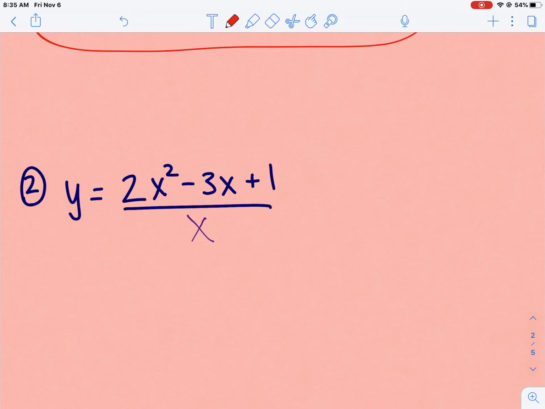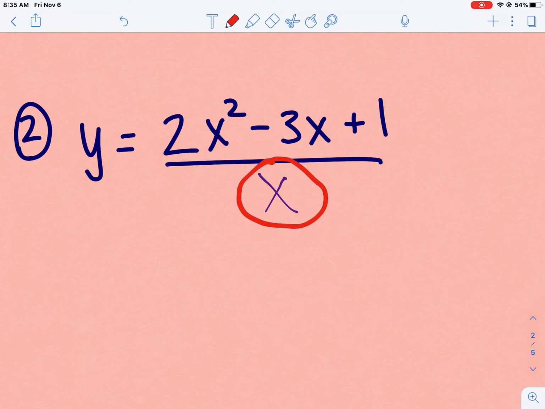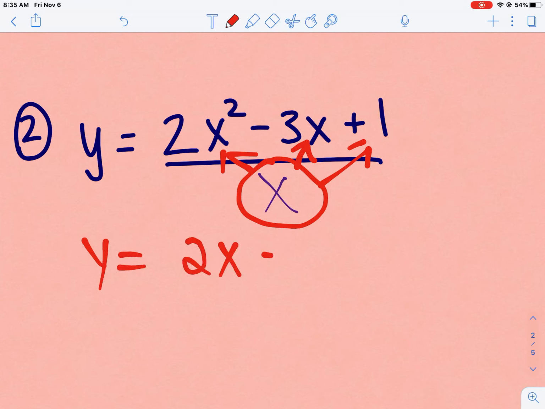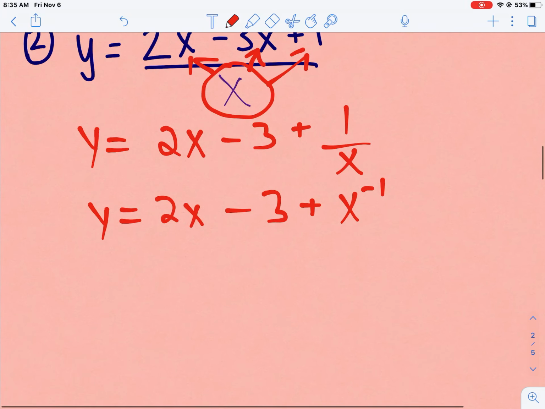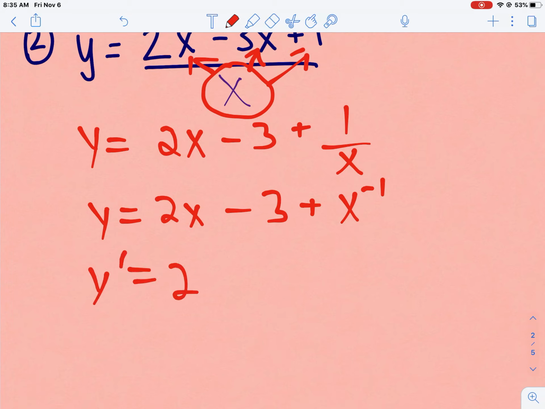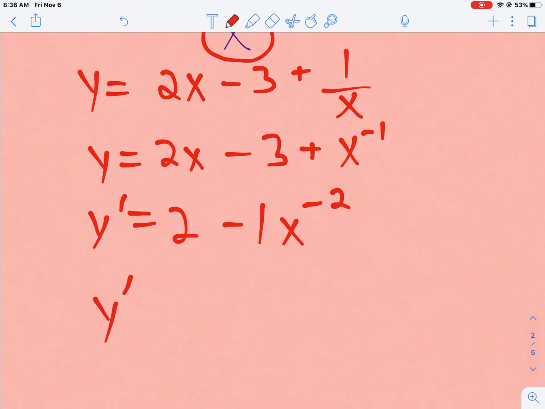Now this next one, we have y equals 2x squared minus 3x plus 1 all over x. So instead of distributing, we're going to have to divide x into all of these terms. So the first one, 2x minus 3, those are nice, plus 1 over x. So if I've divided each term in the numerator by x, I'm going to rewrite one more time, because 1 over x is x to the negative 1. And now I can take the derivative. Y prime equals 2. The derivative of any constant is 0. And it's minus 1x to the negative 2. Bring down the negative 1, subtract 1 from the exponent. So we get y prime equals 2 minus 1 over x squared.